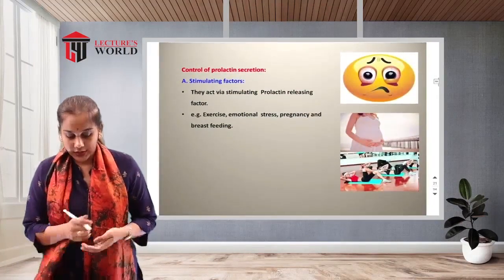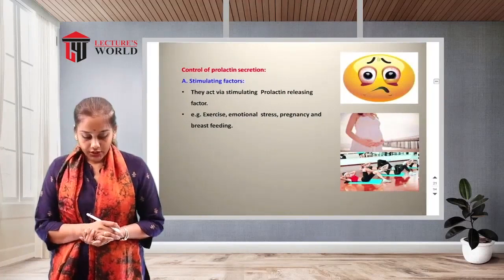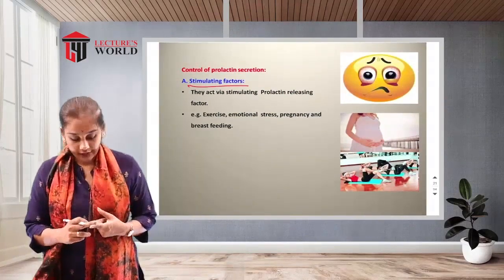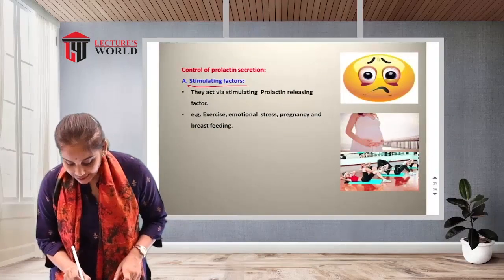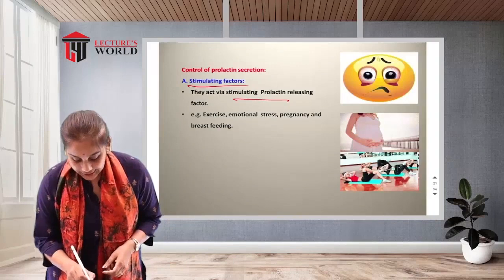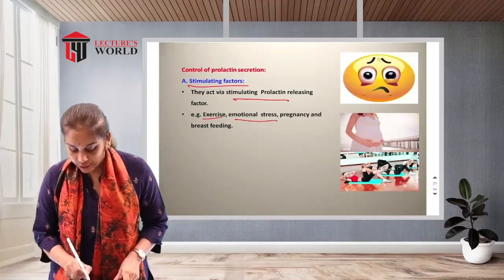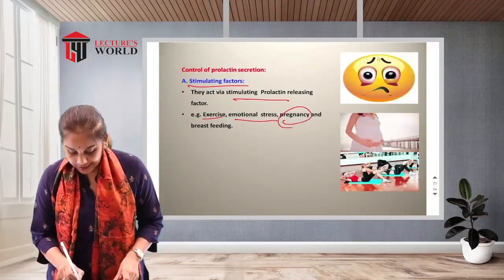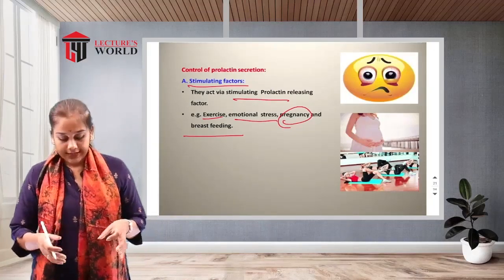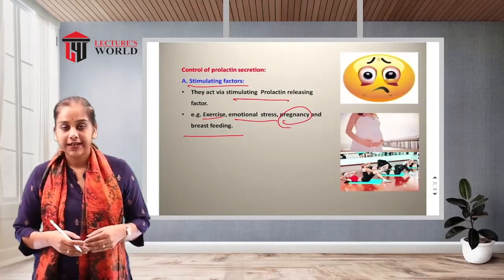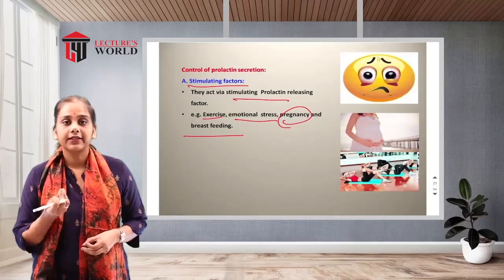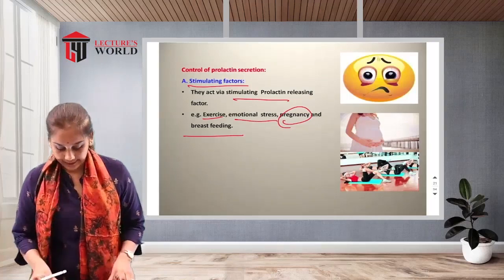Now we will see the control of prolactin secretion. There are two major factors. The first one is a stimulating factor, which acts via the prolactin releasing factor. For example, exercise, emotional stress, pregnancy, and breastfeeding are all stimulating factors, so they secrete milk into the breast.